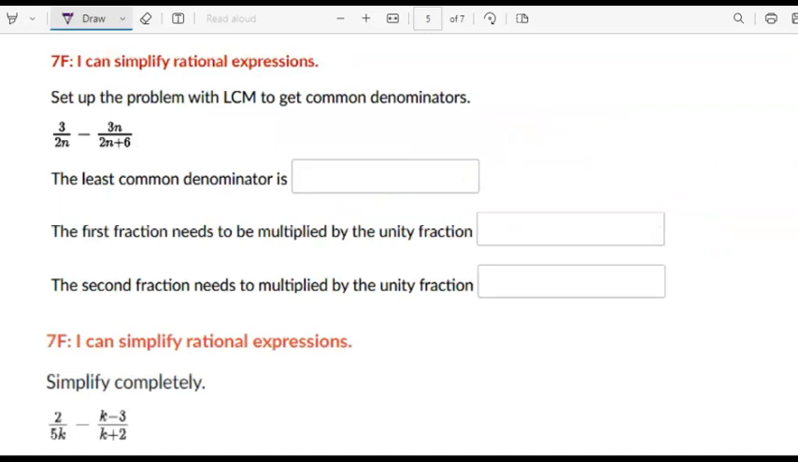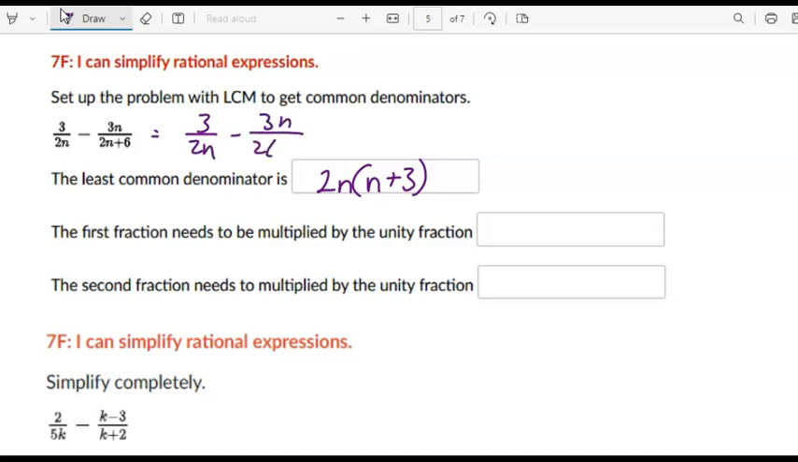7F, I can simplify rational expressions. Set up the problem with least common multiple to get common denominators. 3 over 2n minus 3n over 2n plus 6. The least common denominator here would be 2n times n plus 3. Basically, we could rewrite this as 3 over 2n minus 3n over 2n plus 3.